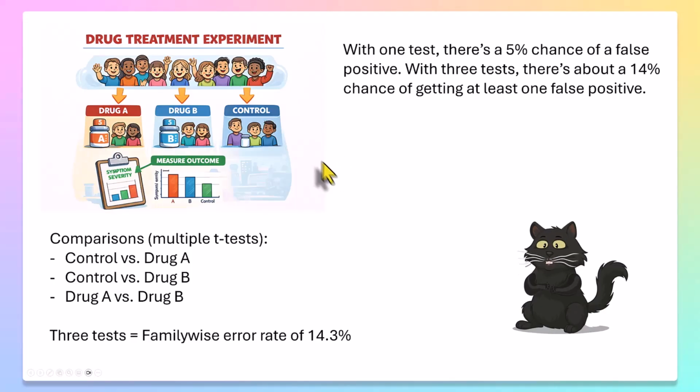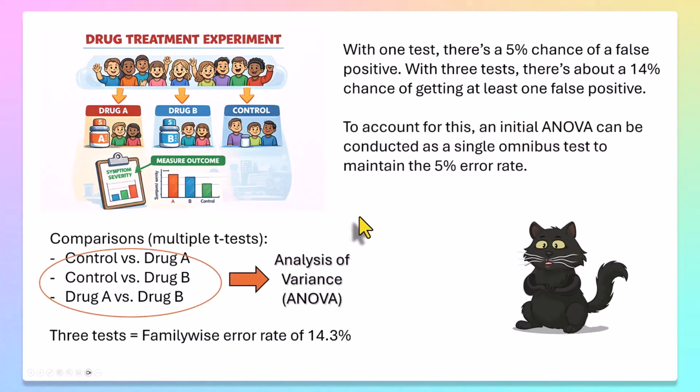So the solution to this is, instead of just getting straight into those multiple t-tests, we can do an initial analysis of variance test that we conduct as a single omnibus test that, because it's only a single test, maintains that 5% error rate. So we do that initially, and then if we get a statistically significant result of that ANOVA, it's only then that we proceed with doing multiple follow-up tests.